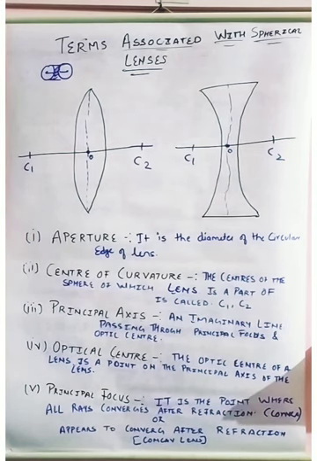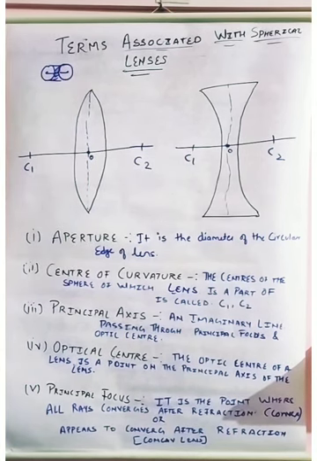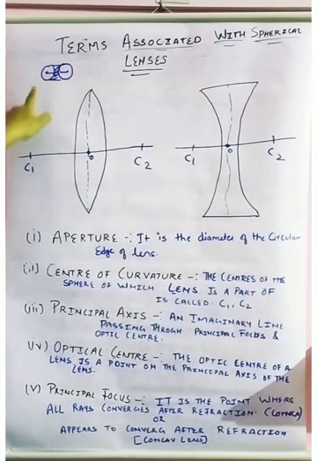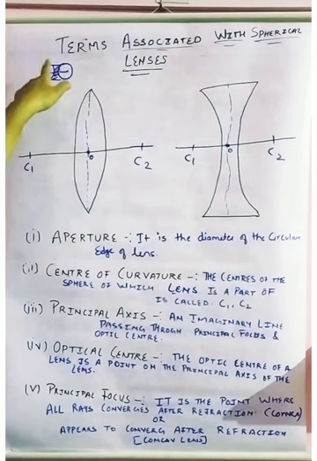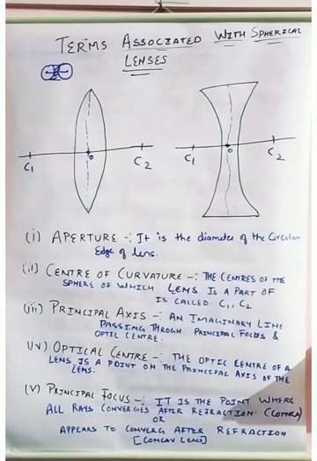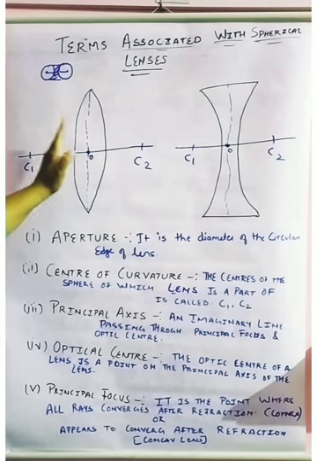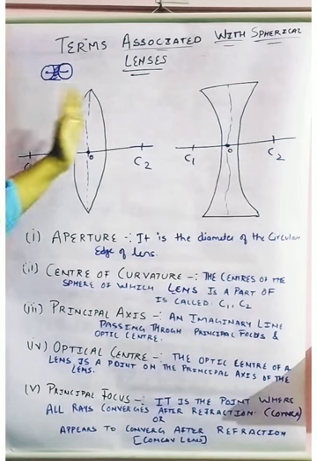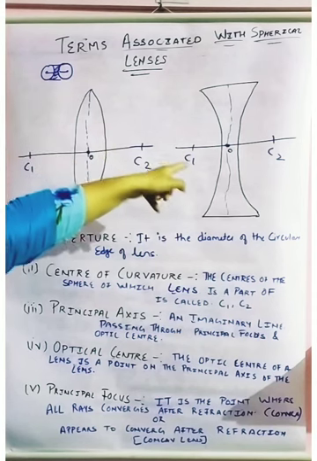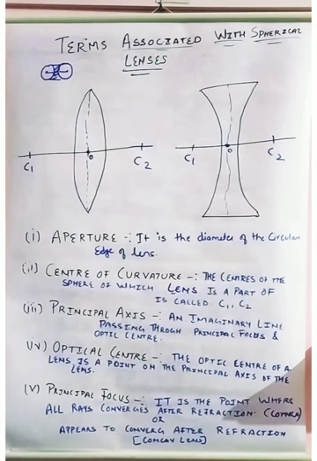In the mirror, we took one glass body; here we have taken two spherical glass bodies, and these two spherical bodies have two centers. So C1 and C2 are the centers of curvature of the two spherical bodies of which the lens is a part. Because the lens is transparent, refraction takes place on this side and also on that side.